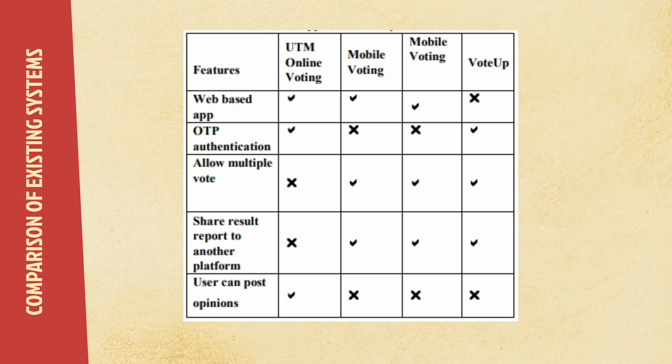Except for vote app, every existing system and UTM online voting is a web-based app, and only the UTM online voting system and vote app have one-time password authentication. Except for UTM online voting system, every platform allows multiple votes, and in UTM online voting system, users can post their opinions through campaigns. And last of all is sharing results to another platform. UTM online voting system doesn't have this feature. Other systems have this feature.